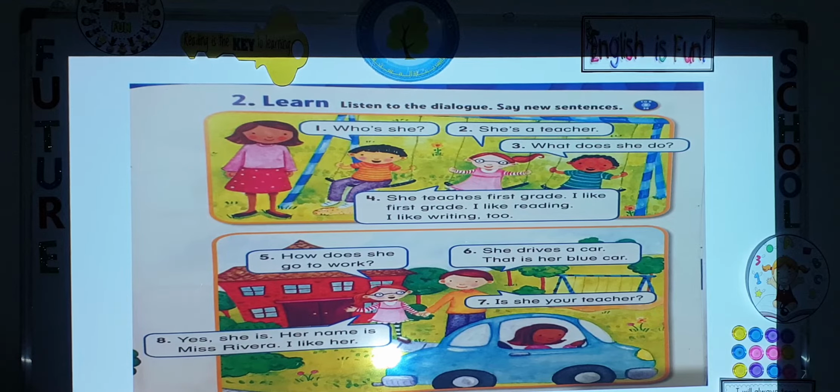How does she go to work? Repeat. How does she go to work? She drives a car. That is her blue car. Repeat. She drives a car. That is her blue car.